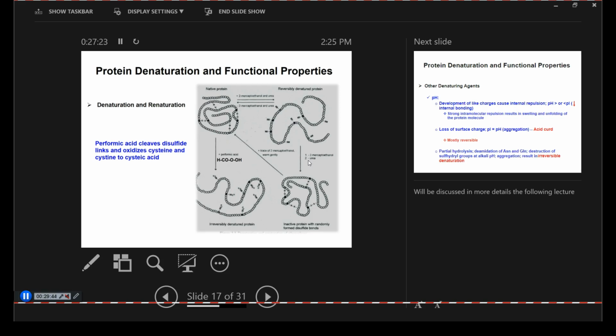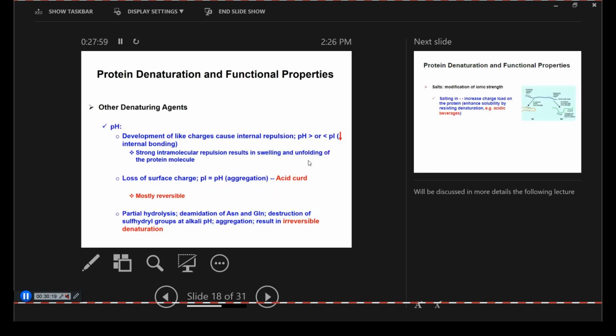But if you do that for a short period of time and then you remove these denaturants, then you might go back to a somewhat similar native structure. It might not be the exact structure, but somewhat similar. However, irreversible is if you add performic acid. So the performic acid reacts with the sulfhydryl groups, forming cysteic acid. Once this is formed, you can no longer go back to form disulfide linkages. So this is irreversible denatured protein. Okay.